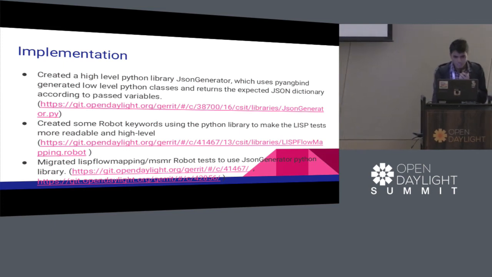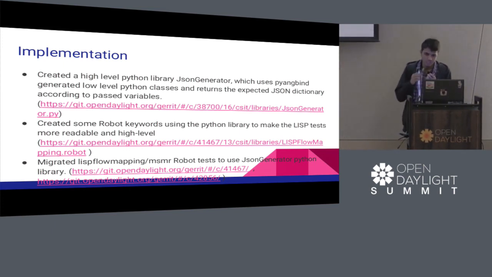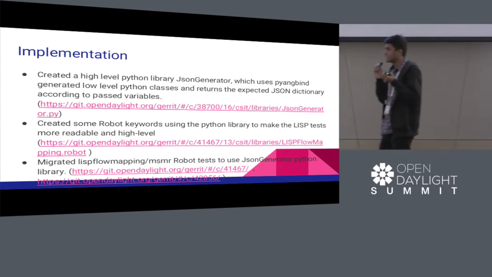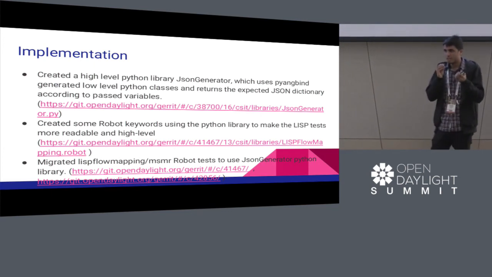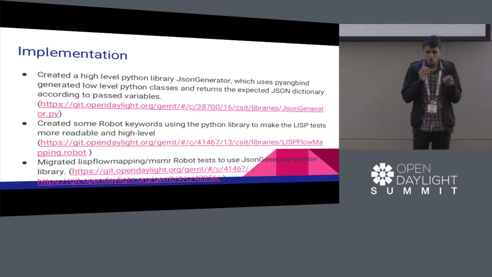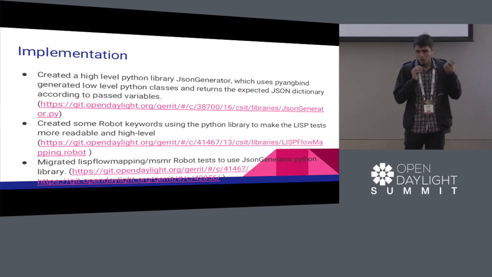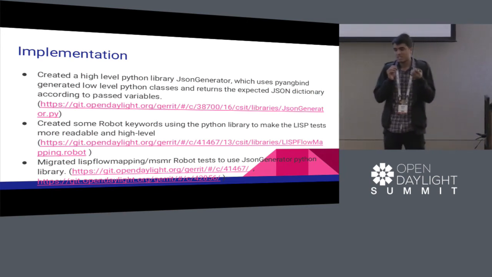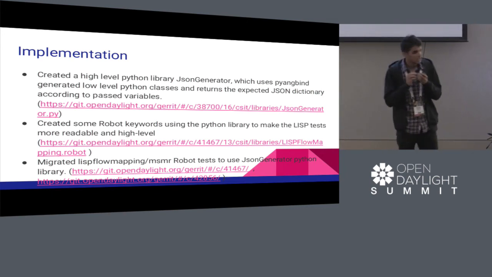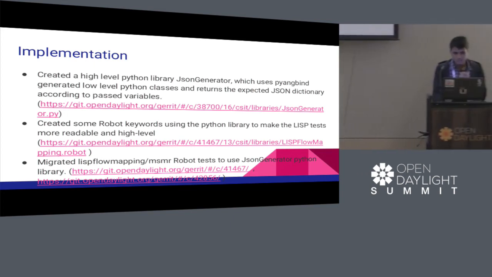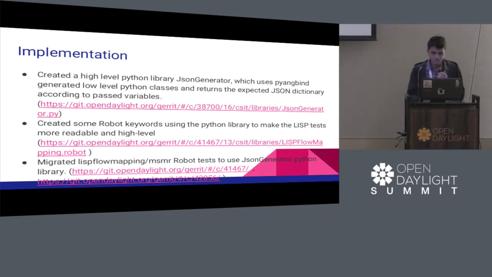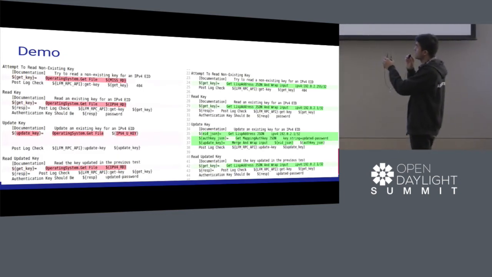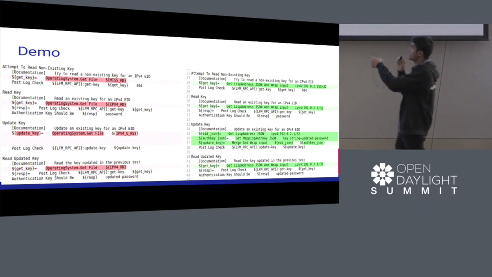Then we created some robot keywords using the Python library to make the Lisp tests more readable and high level. There were some cases where we needed to do the same thing in different tests again and again. So we made it much more modular and made some keywords so that the tests are more readable and high level. And finally, we migrated the tests to use our new framework. This was the final deliverable of my internship project.